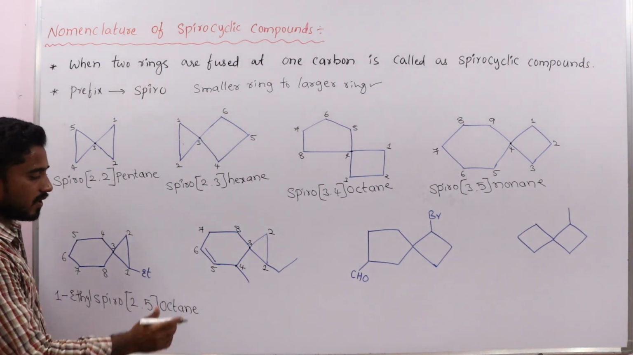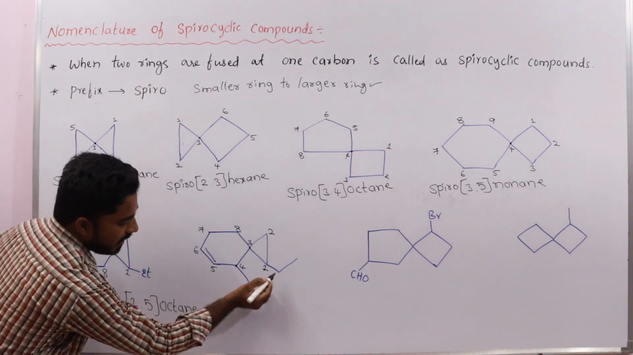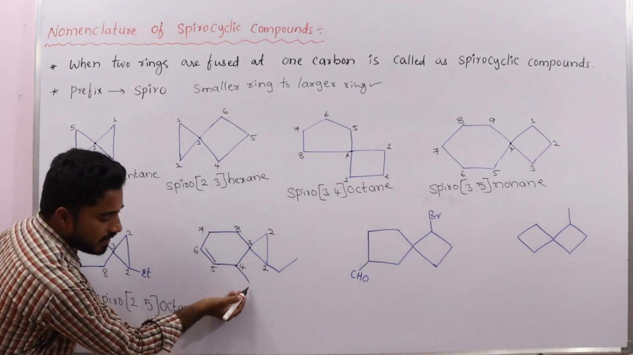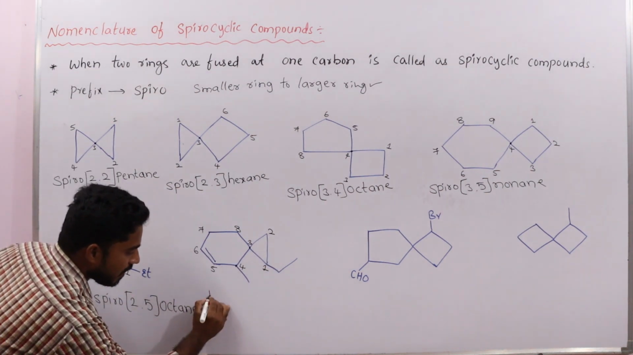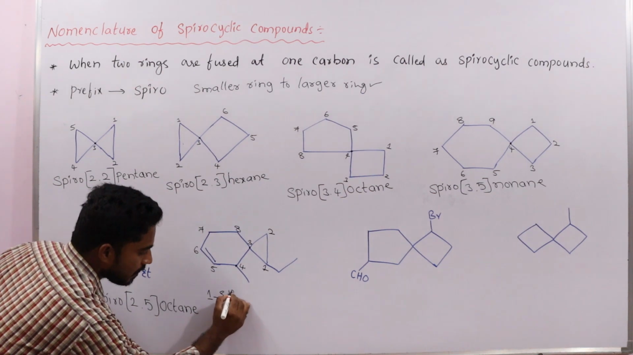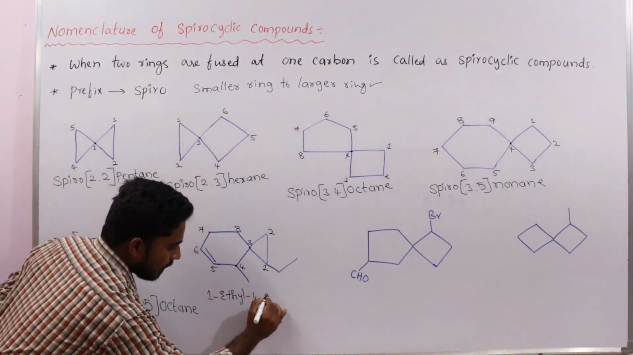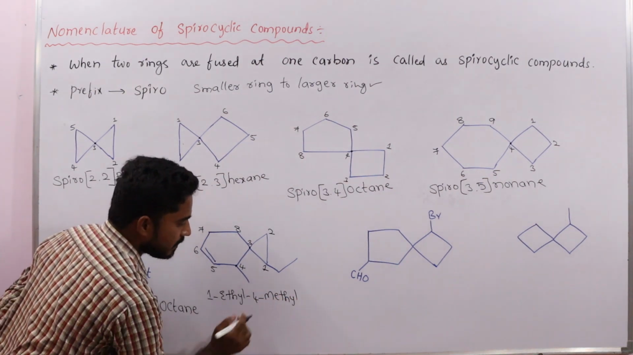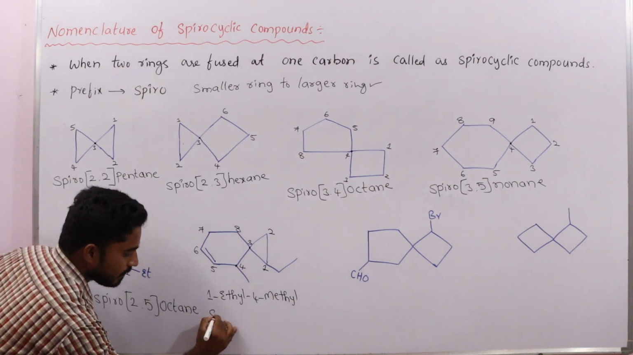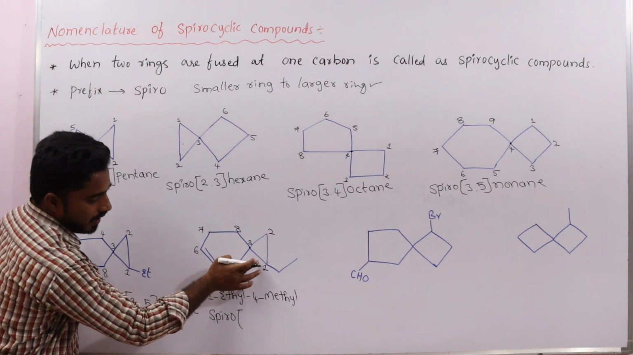Okay, at first position one substituent, at fourth position one substituent is there, and also between 5, 6 carbons one double bond is there. Then we have to write the substituent names first. This is 1 ethyl, this is 4 methyl. Ethyl first according to alphabetical order, that's why 1 ethyl. Next 4 methyl. Okay, 1 ethyl, 4 methyl. Next spiro in square bracket, ascending order.